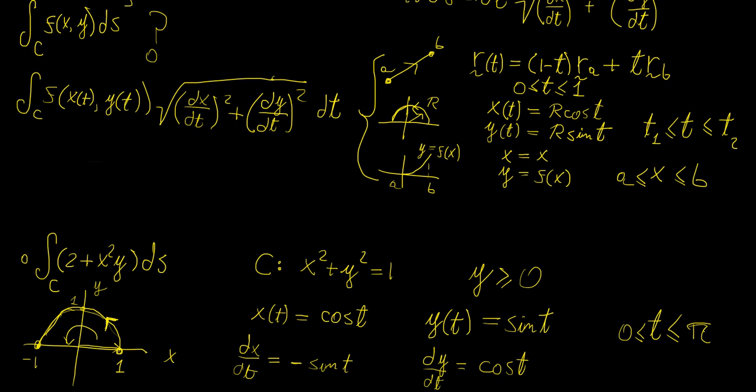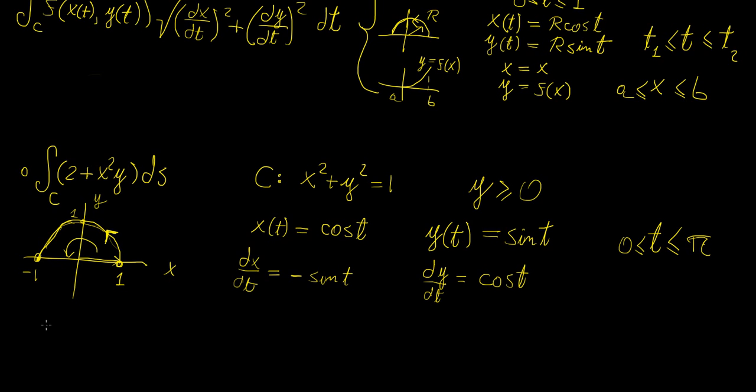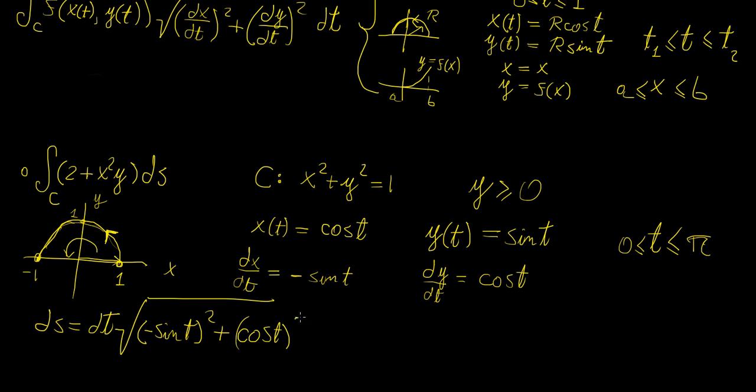So now all we need to do is put those into ds. So ds is going to be equal to dt times the square root of minus sine t squared plus cosine of t squared. And using trigonometric identities, we know that these two are going to add up to 1. So this gives us dt times the square root of 1, which is just dt. So it turns out that this arc length element in this case is just going to be dt, which is going to simplify things for us quite a lot.